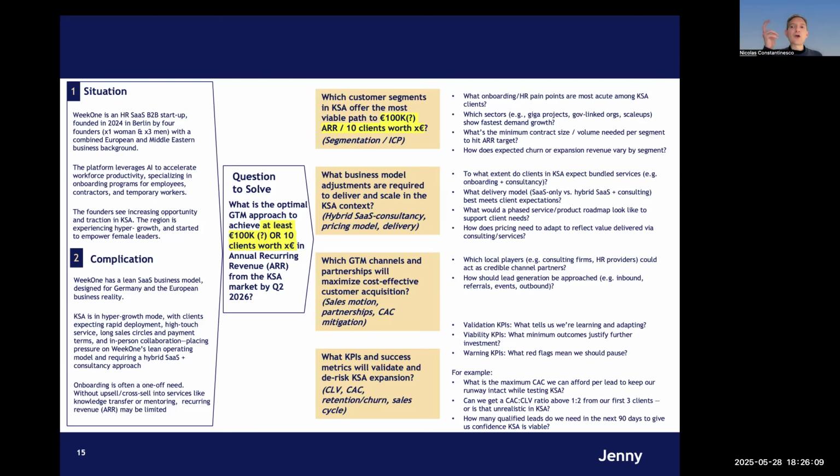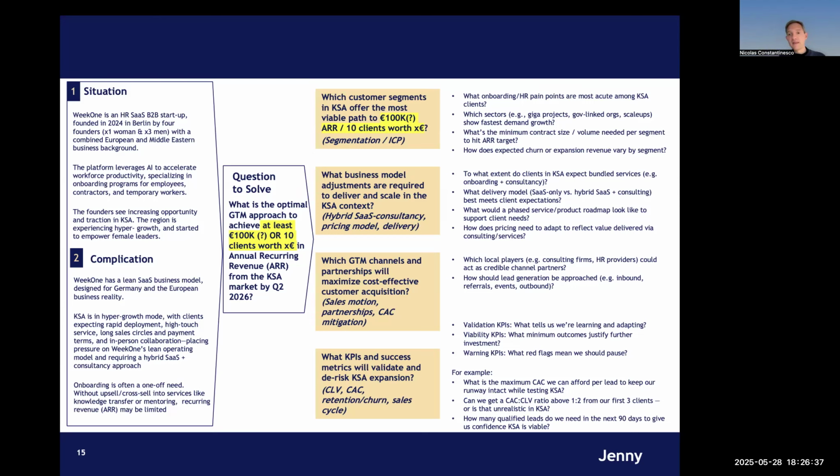But there's nothing that says that we need to get to 100K by Q2 2026. There's no link between the challenges of doing business in KSA and this target that we need to achieve of 100K within this time frame. So there's a disconnect there.